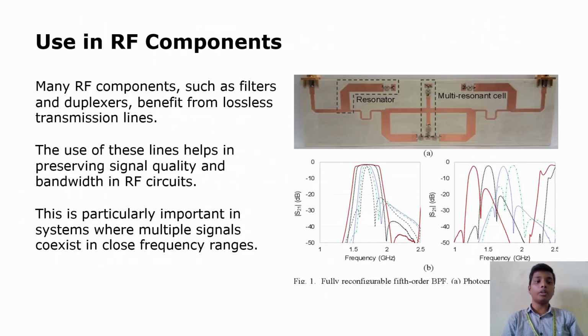Use in RF components. Many RF components such as filters and duplexers benefit from lossless transmission lines. The use of these lines helps in preserving signal quality and bandwidth in RF circuits. This is particularly important in systems where multiple signals coexist in close frequency ranges.